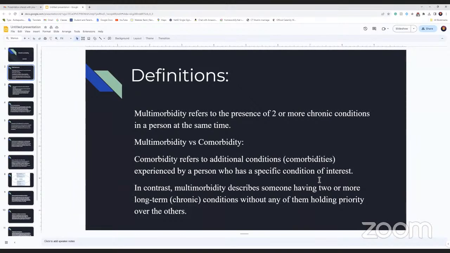Let's give diabetes mellitus as an example. When a diabetic patient develops cardiovascular disease, we can consider that as comorbid. In contrast, multimorbidities describe someone having two or more long-term chronic conditions without any of them holding priority over the others. For example, a traditional example of hypertension and diabetes mellitus, the patient may also have depression, dementia, and other particular diseases. Each one has its own properties and personality.